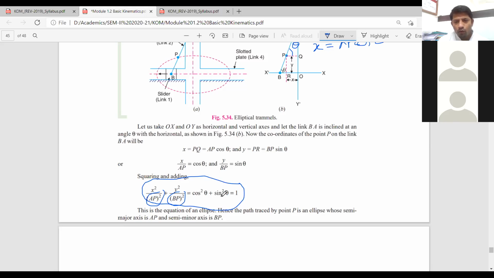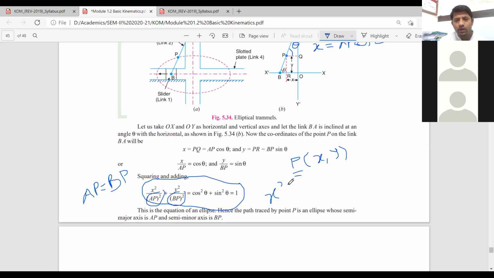So to prove it, what we did, we first found the coordinates of point P. What is the x coordinate and what is the y coordinate with respect to origin? And then we squared and added by rearranging. Suppose P is the midpoint of link AB. Then what will happen? At that time, AP will be equal to BP. If you put AP equal to BP here, you will get a modified equation.